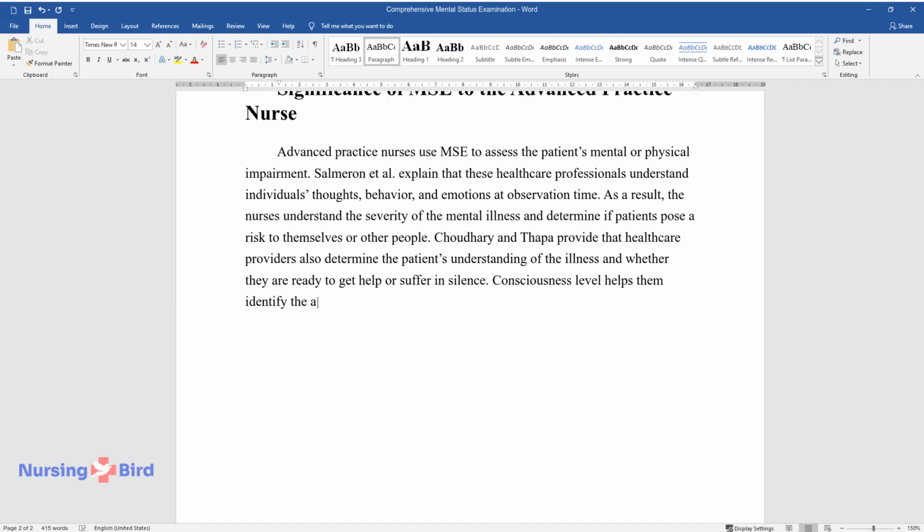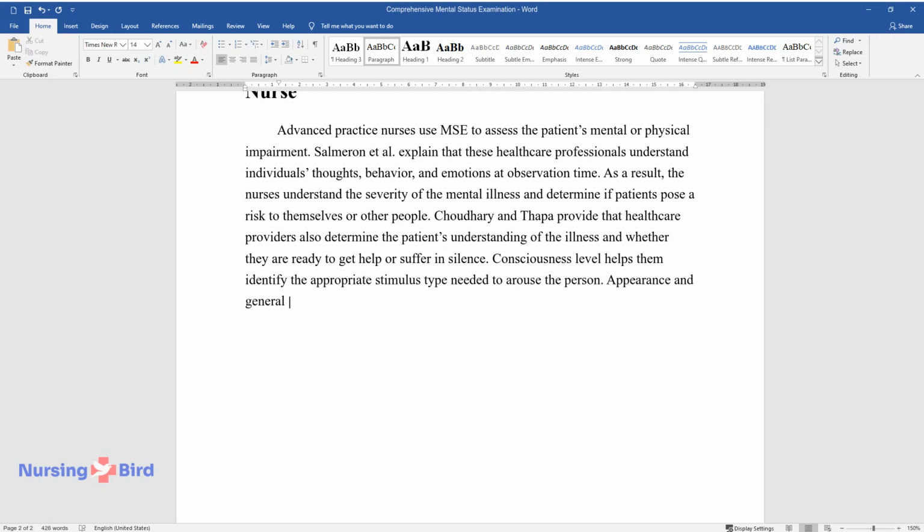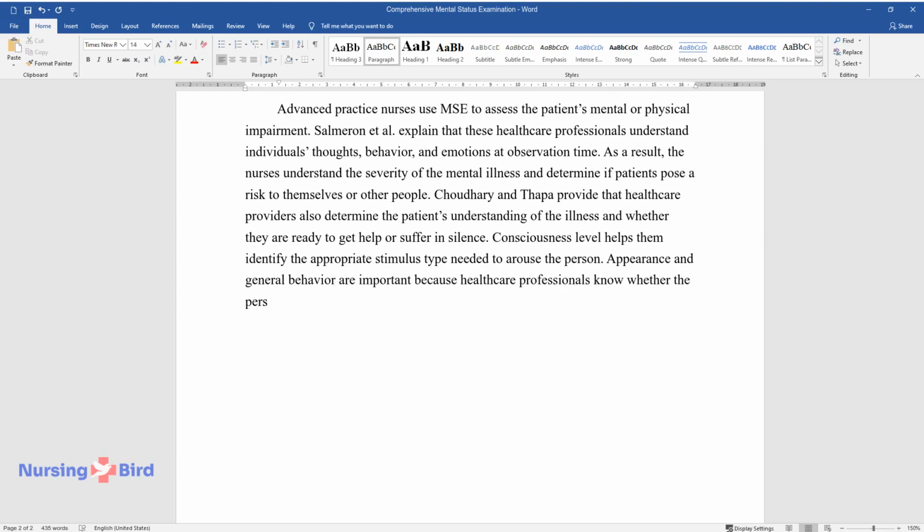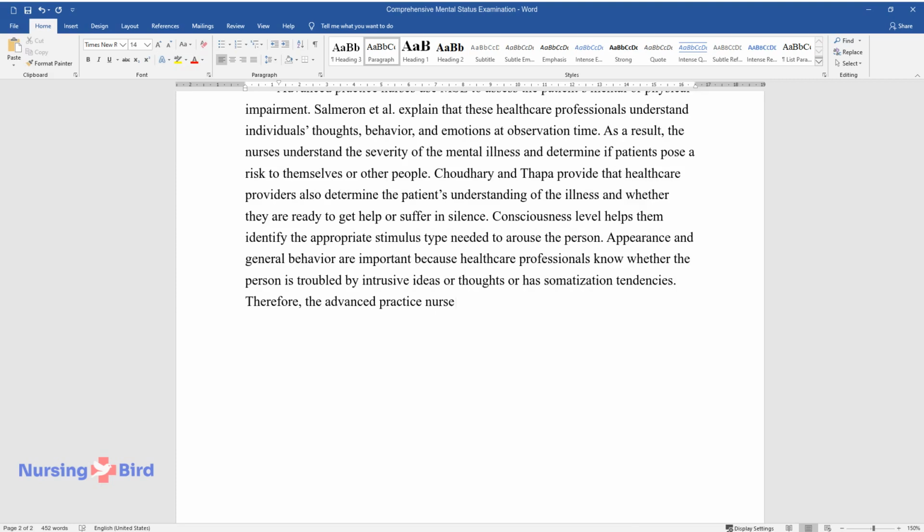Consciousness level helps them identify the appropriate stimulus type needed to arouse the person. Appearance and general behavior are important because healthcare professionals know whether the person is troubled by intrusive ideas or thoughts or has somatization tendencies. Therefore, the advanced practice nurse understands the best treatment method for the patient.